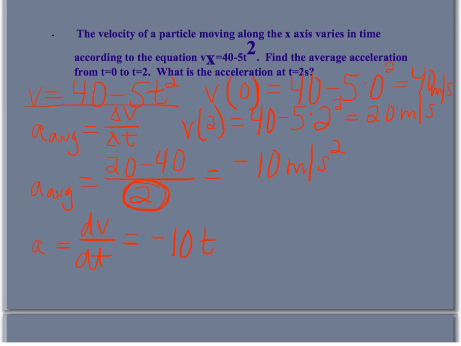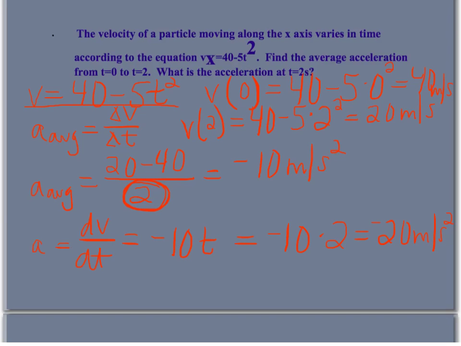So if I wanted to find the exact acceleration, or the instantaneous acceleration right at 2 seconds, I could simply take this equation and plug in the 2 second point in time that I'm looking at, and I could find that right at 2 seconds into the motion, my acceleration at that point in time should be negative 20 meters per second squared.